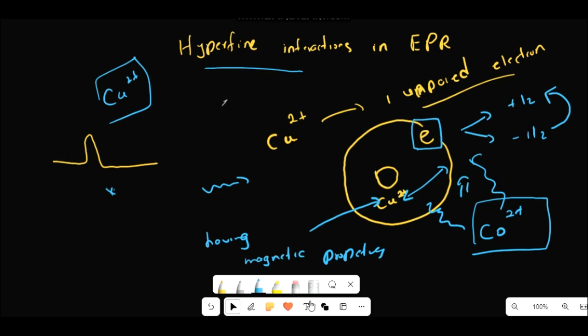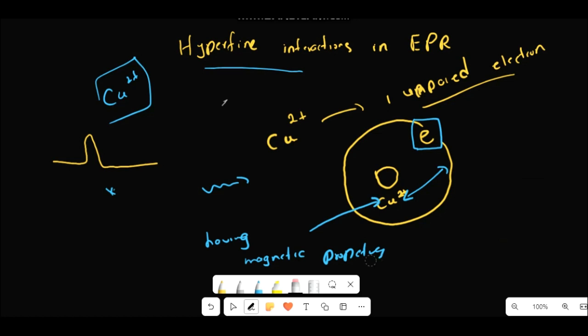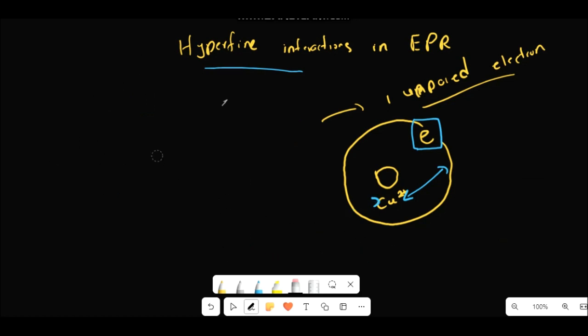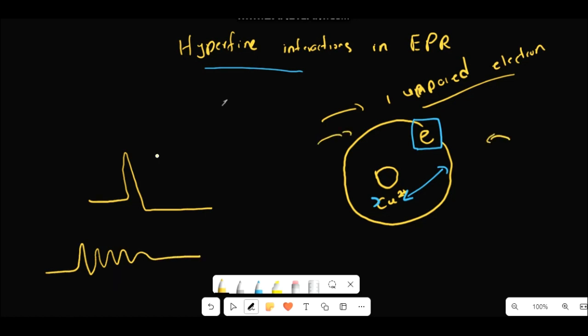We have an equation to calculate how these interactions affect our signal. If we have an unpaired electron, then theoretically we must have an absorption peak like this. But practically this won't happen. Instead of one peak, we are going to have several peaks. Why? Because there is interference from other nuclei. So we can calculate exactly how many peaks we would expect from these interferences.